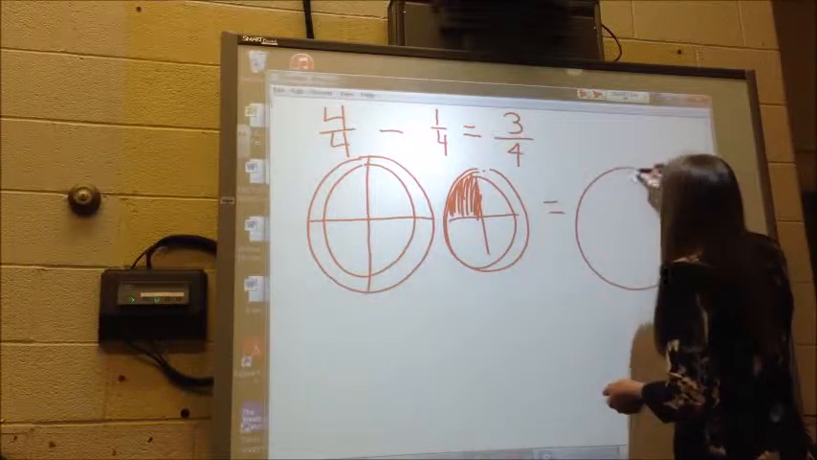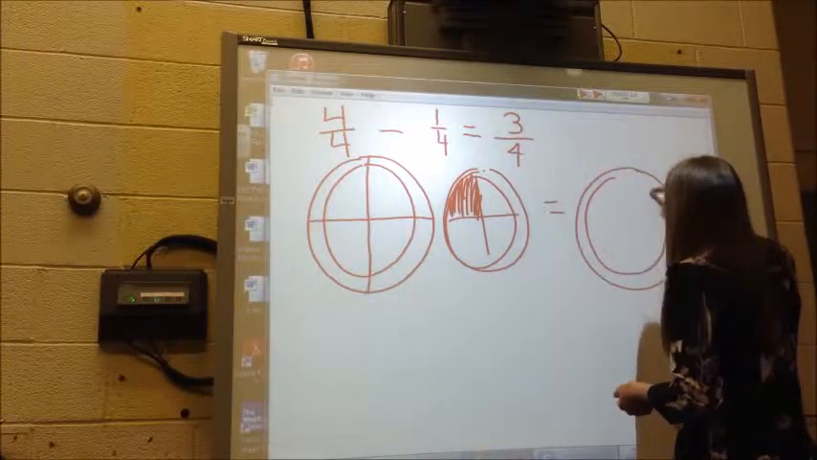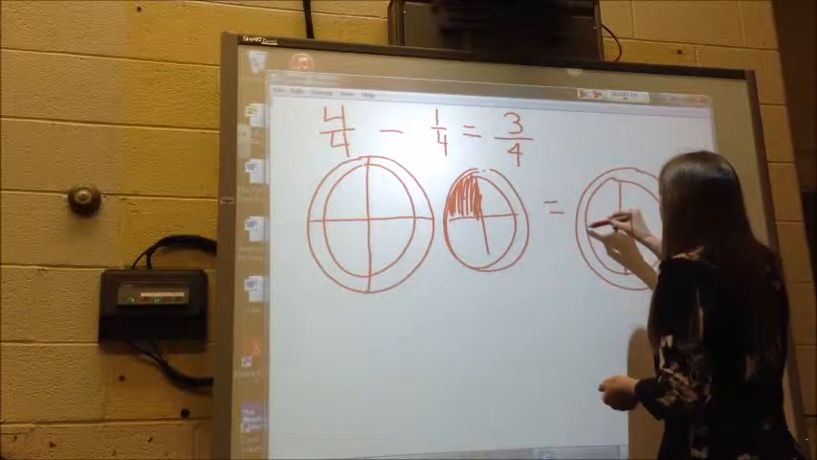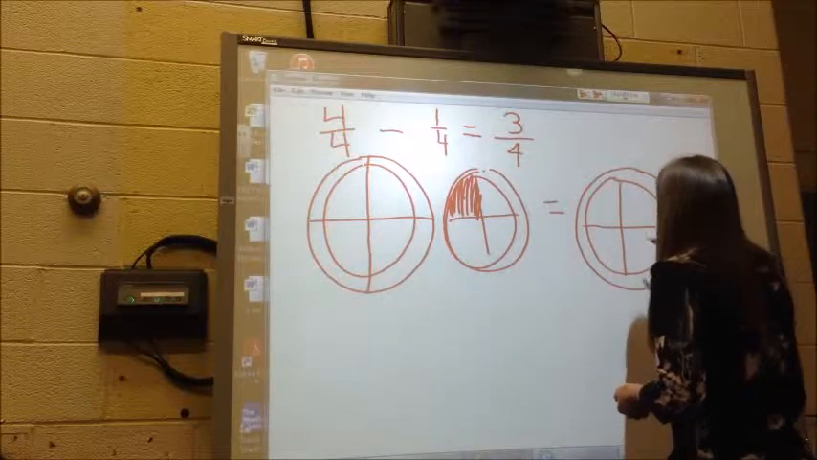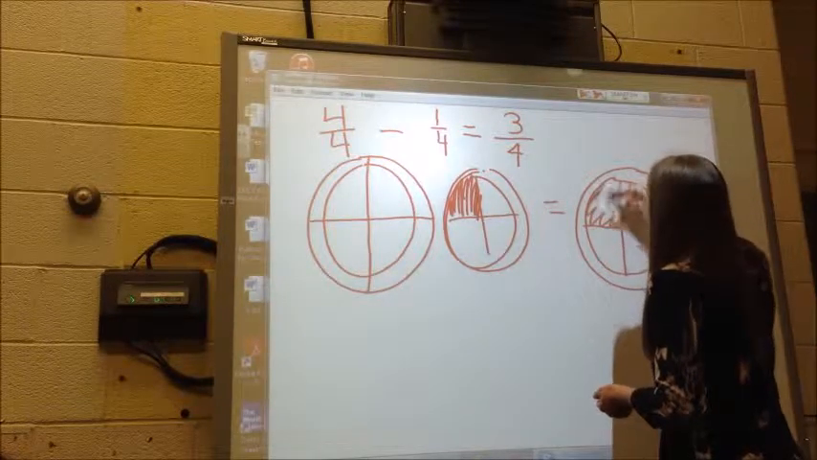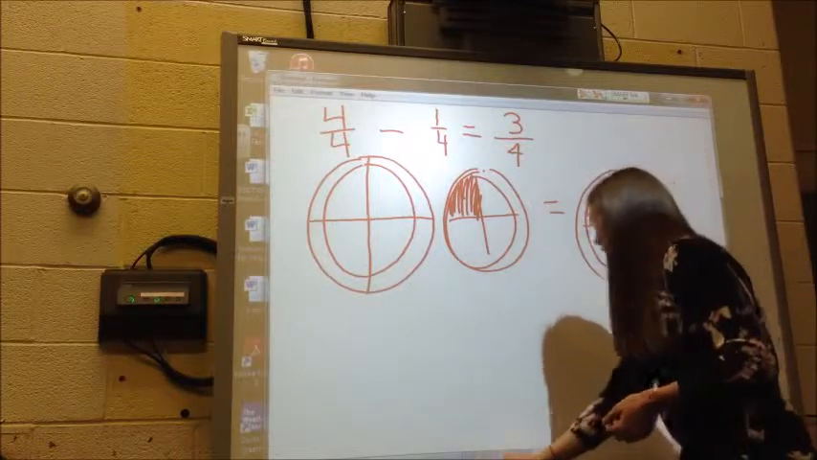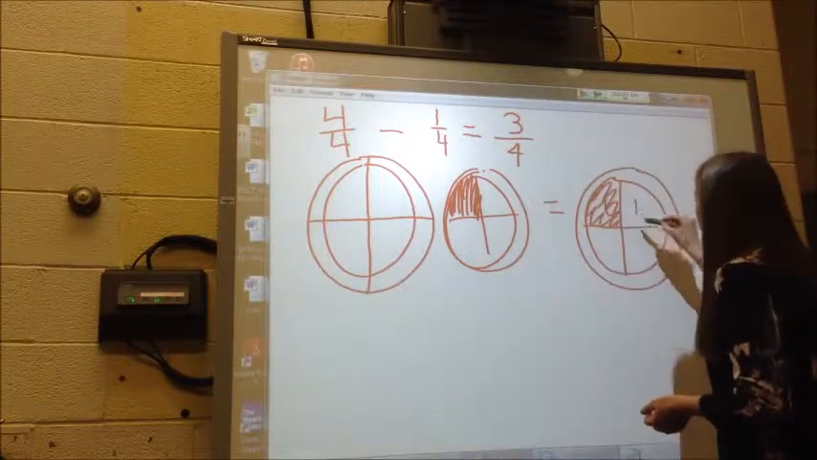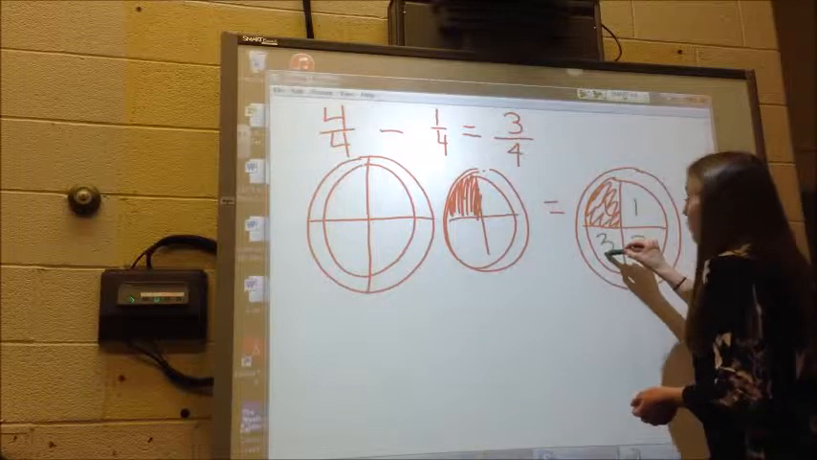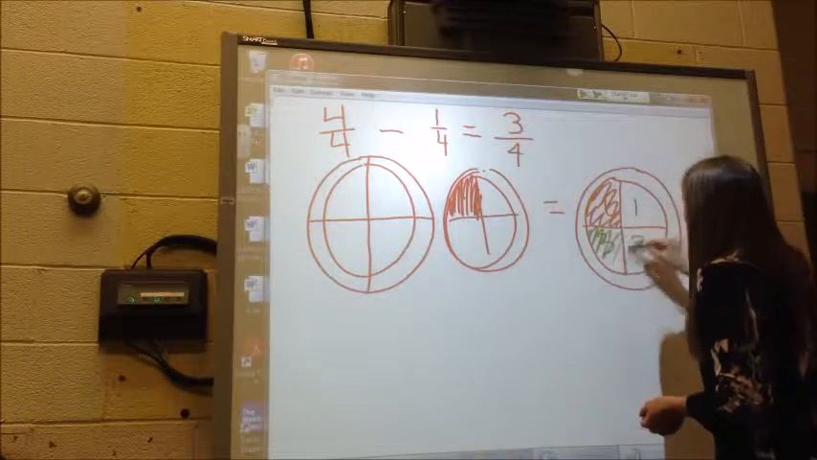So now you can show the class how much pizza you would have left. You can draw your pizza again. Show your 4 parts. This was what was eaten, 1/4. And you have 1, 2, 3/4 left. So you can shade that in.